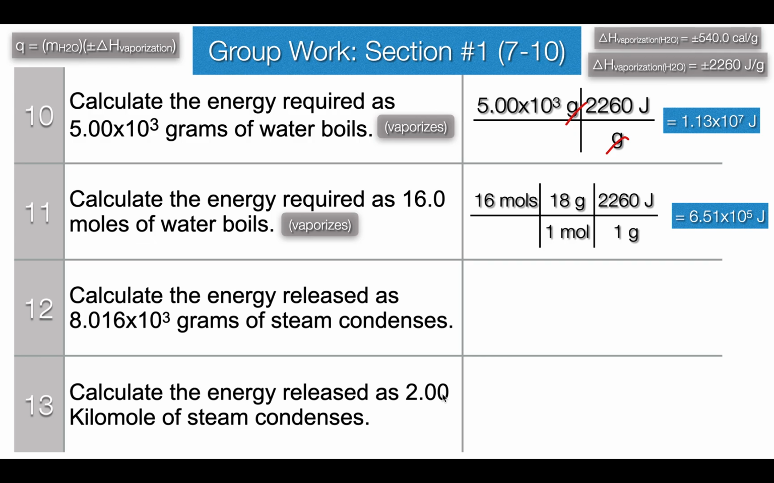For 12, calculate the energy released as 8.016 times 10 to the third grams of steam condenses. The same thing, but opposite. If you guys remember, condensing is going from a gas to a liquid. So we're actually cooling down. So we're going the opposite. It's going to be a negative delta H. We're losing heat. So in this case, it's going to be negative.